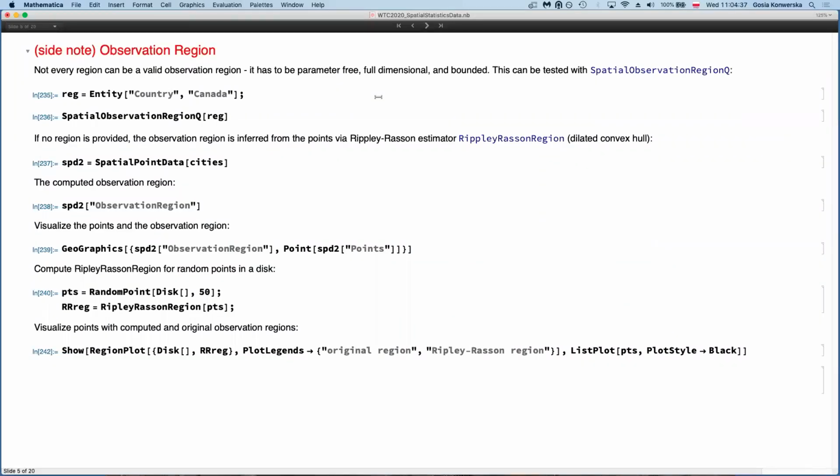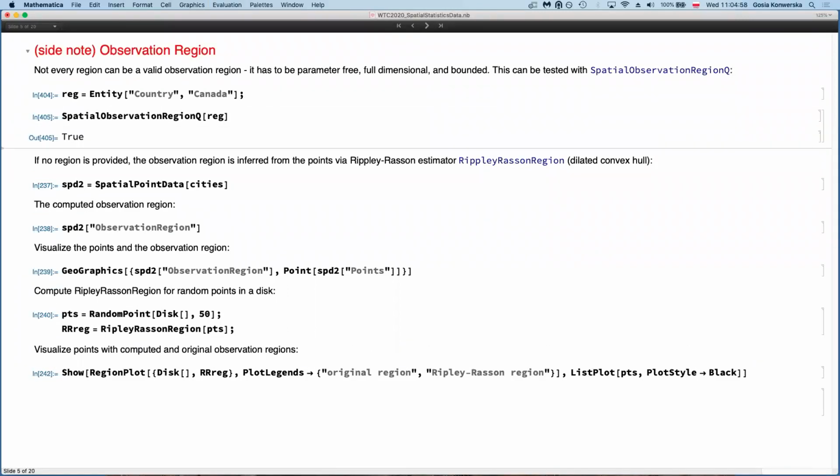Okay, a side note: I mentioned that we can put in an observation region, and it's important to know that not every region can be a valid observation region. It has to be parameter free, full dimensional, and bounded. And we introduced a function that tests these conditions. This is SpatialObservationRegionQ. When we look at the region that I used before, the entity Country Canada, we can test that it's true because this entity has a polygon property.